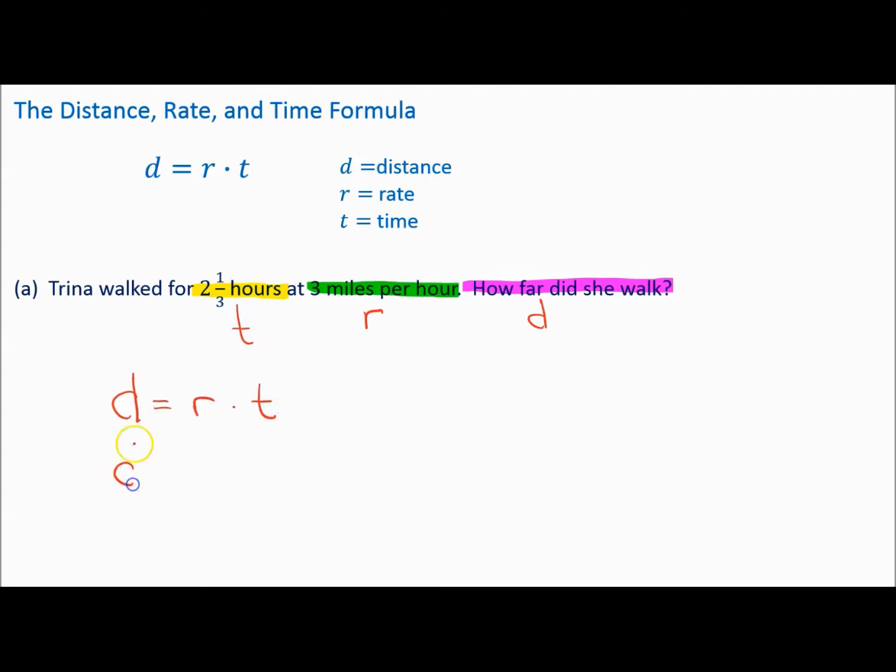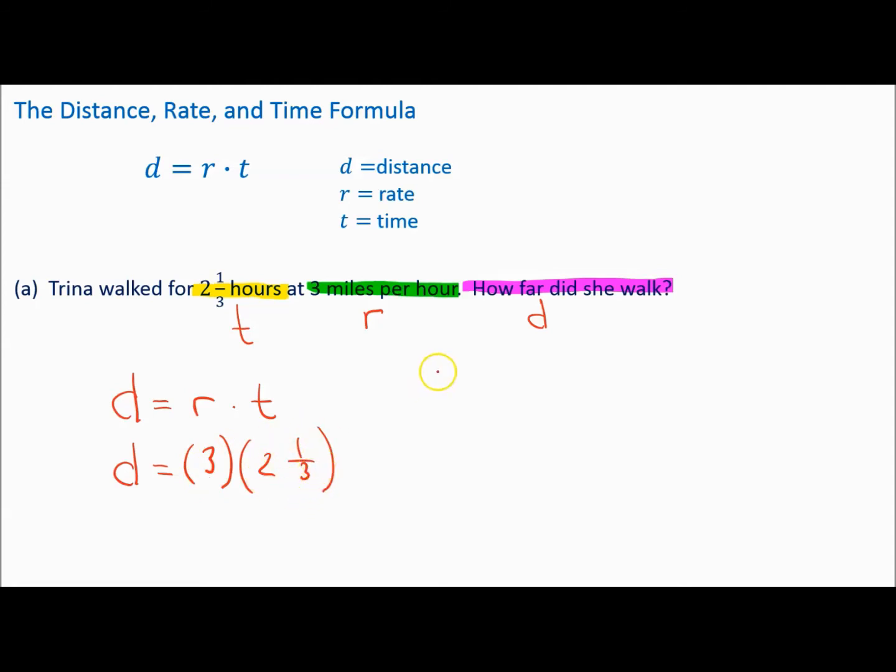We're looking for distance, so I'm going to keep that as distance. Our rate, remember, is 3 miles per hour, so we put in 3 for our rate. And our time is 2 1/3 hours. When we multiply that together, we have to multiply 3, which is a whole number, times 2 1/3, which is a mixed number.